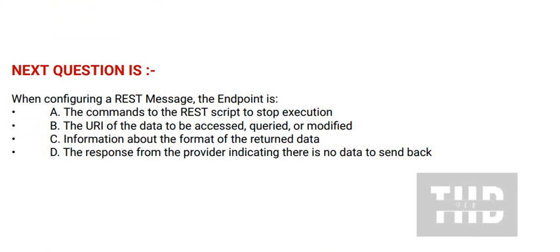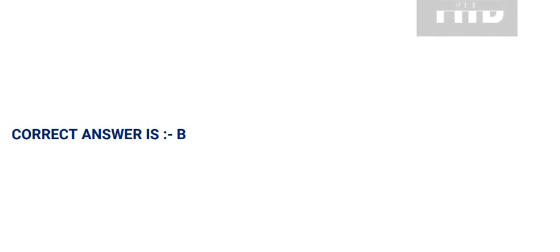Option B, the URI of the data to be accessed, queried, or modified. Option C, information about the format of the returned data. And option D, the response from the provider indicating there is no data to send back. And the correct answer is option B.